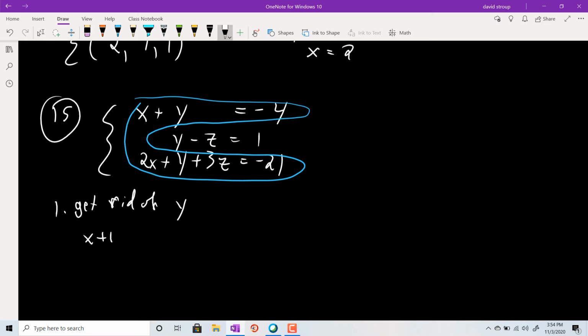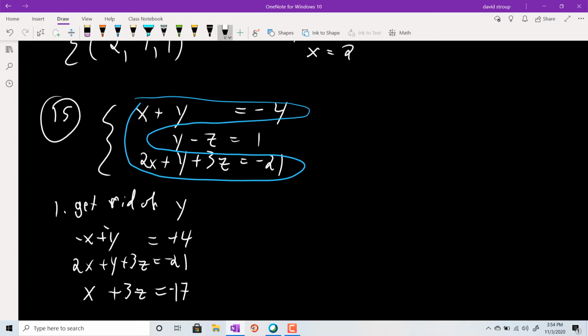So x plus y equals negative 4, and I can multiply this by a negative, right? So negative x minus y equals positive 4. And the other equation, 2x plus y plus 3z equals negative 21. So I have x plus 3z equals, and this is positive 4, so that would be negative 17. Hopefully I don't forget it's negative.